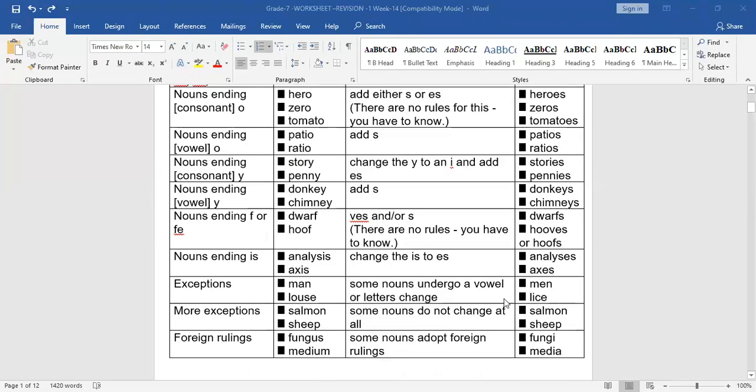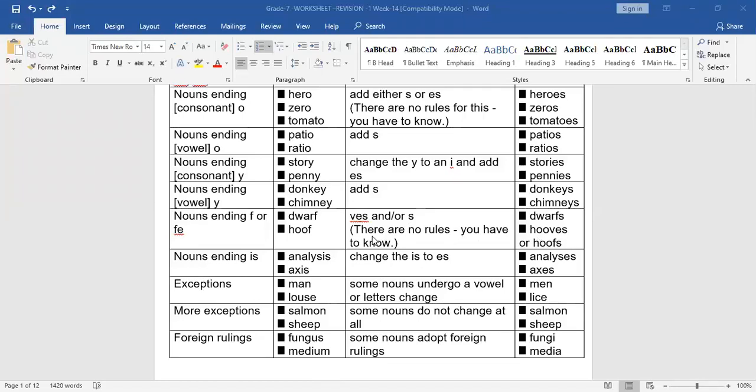The next thing: some words end in f, like dwarf and hoof. If they end in f or fe, how can we make their plurals? By adding ves or s. There is no fixed rule you have to know. Like dwarf, we can say dwarfs or dwarves. So you can add ves or simply add s, but in most cases they take ves.